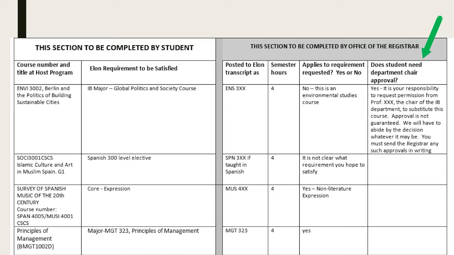And then the last 2 columns are the answer to the second question: does this course fit the requirement you asked for? So it could be the credits will transfer, but they don't meet the requirement you are trying to satisfy. And that's individual with each and every one of you. So we're asking for that information to be able to give you good answers so you can plan your course registration with the host program. Okay.